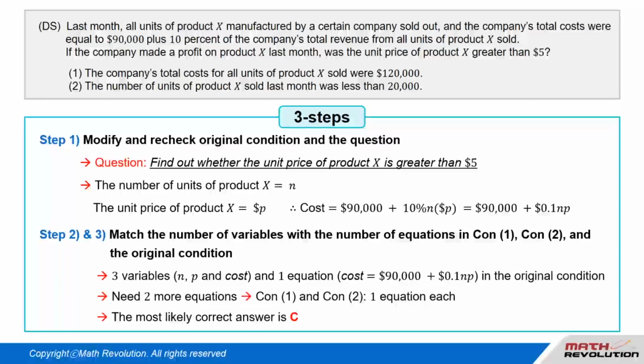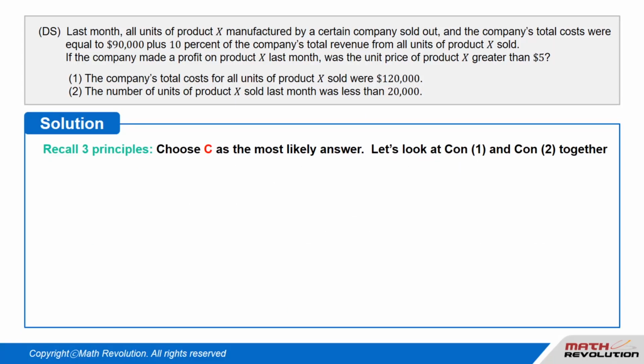Follow the second and third steps. From the original condition, we have 3 variables, N, P, and cost, and 1 equation. Cost equals $90,000 plus $0.1 times N times P. To match the number of variables with the number of equations, we need 2 more equations. Since conditions 1 and 2 will provide 1 equation each, C is about 70% likely to be the answer. Recall 3 principles and choose C as the most likely answer. Let's take a look at conditions 1 and 2 together.